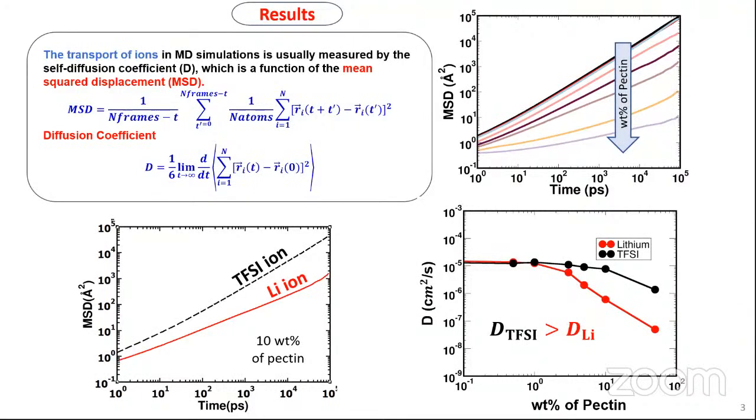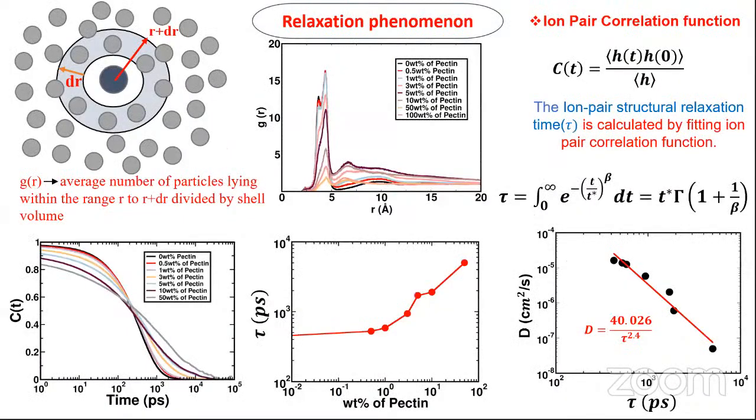For TFSI, MSD is higher than lithium. And in the diffusion versus weight percent of pectin, we also see that the diffusion coefficient is higher than for lithium. And we also see that up to 3 weight percentage of pectin, the diffusion coefficient is not changing so much. After that, it is slightly increased. So up to 3 weight percentage, there is no change in diffusion coefficient. So we study this relaxation phenomenon from the ion pair correlation function.